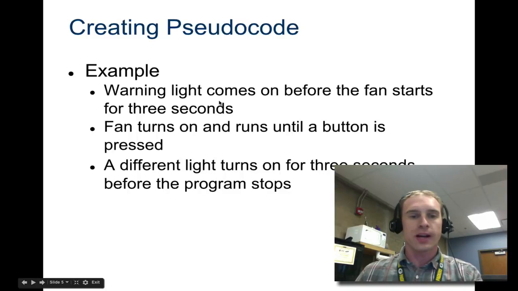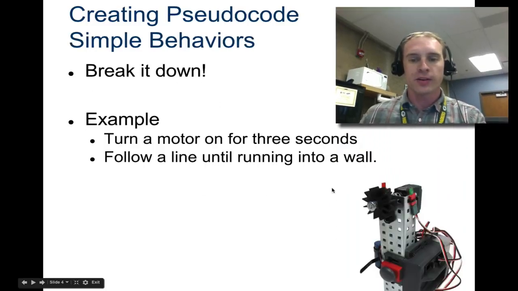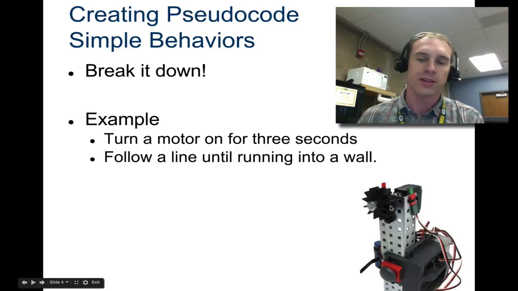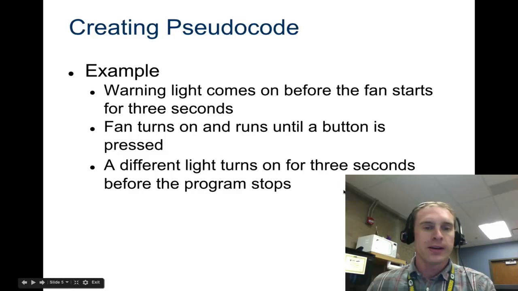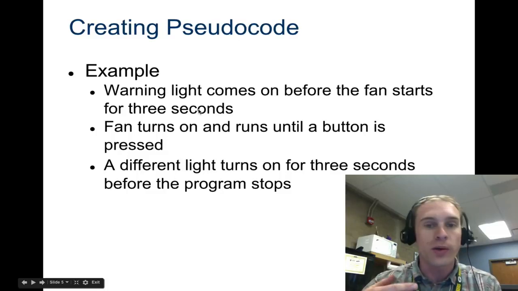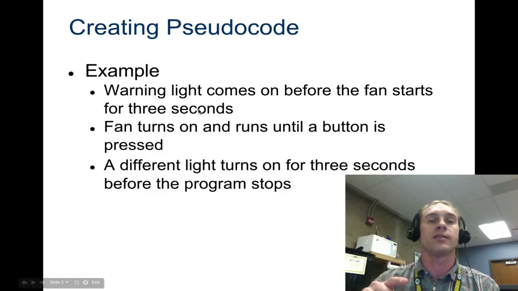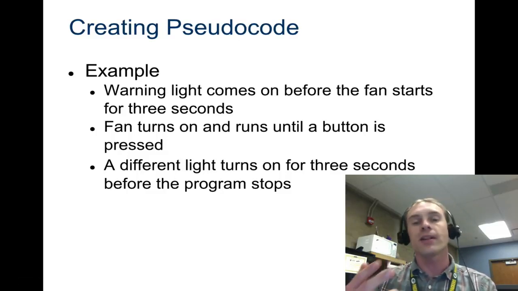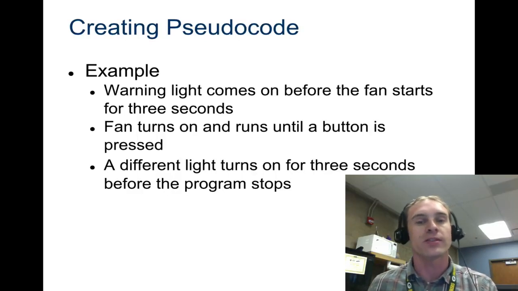So for this, let me go back again here. For this little doohickey here, you got this fan. It's kind of like a fan, sort of a fan. Not really. And then a button and some lights. A warning light would come on before the fan starts for 3 seconds. So the light comes on for 3 seconds. Then the fan turns on and runs until the button is pressed. And then a different light turns on for 3 seconds before it stops.